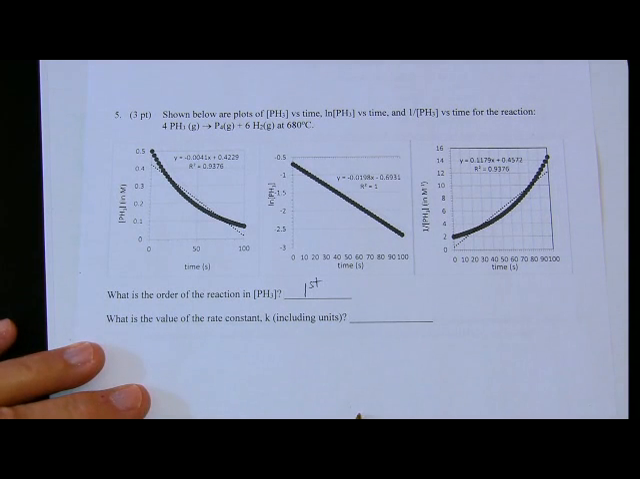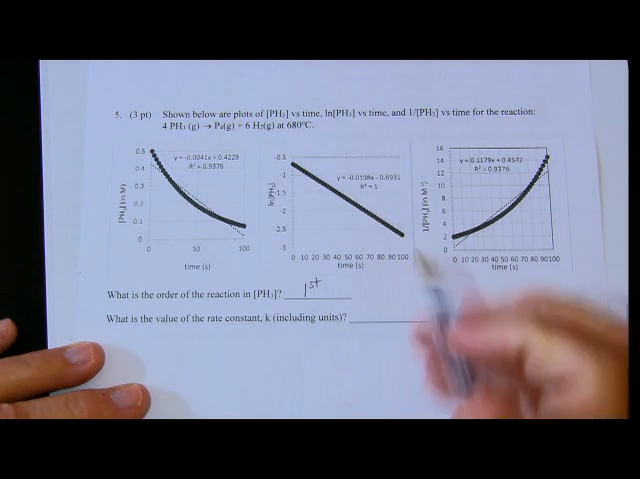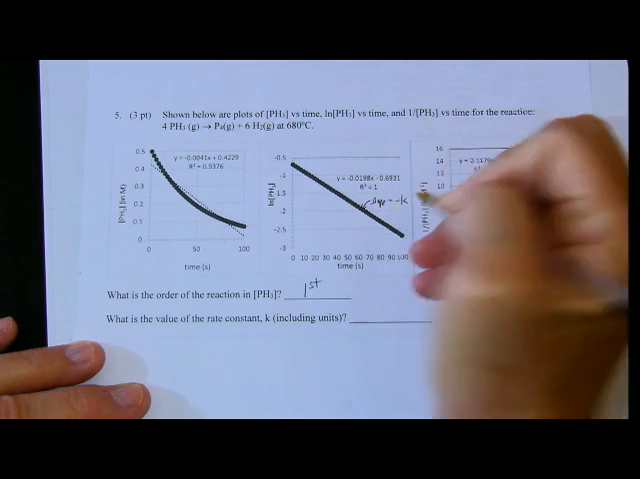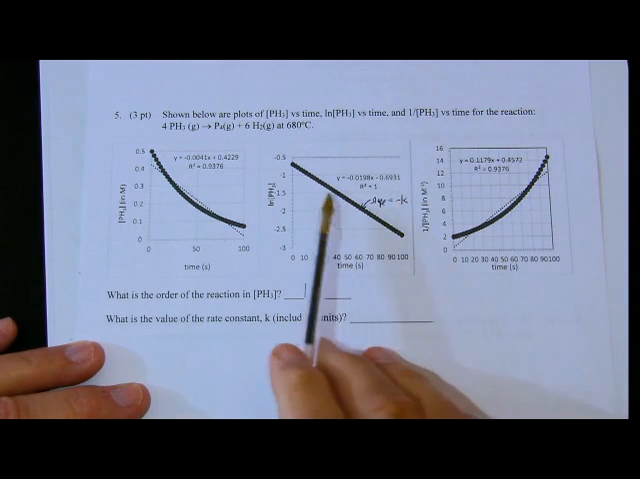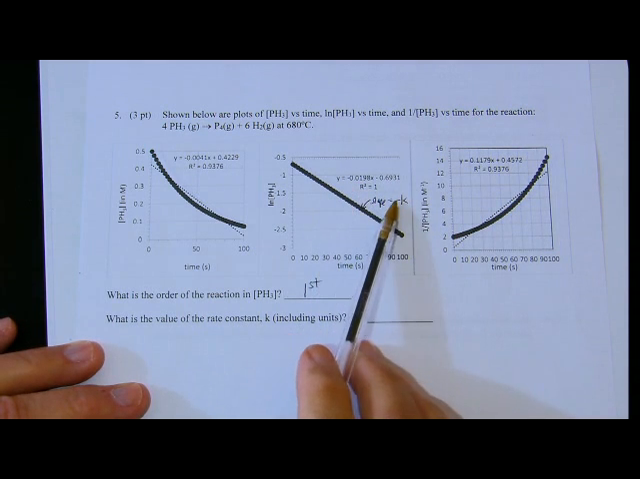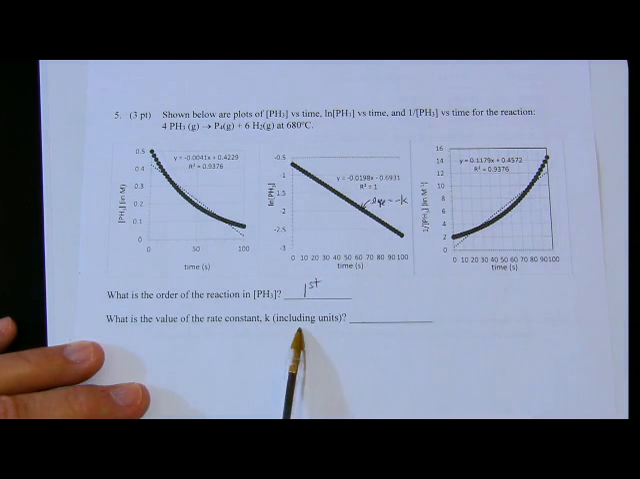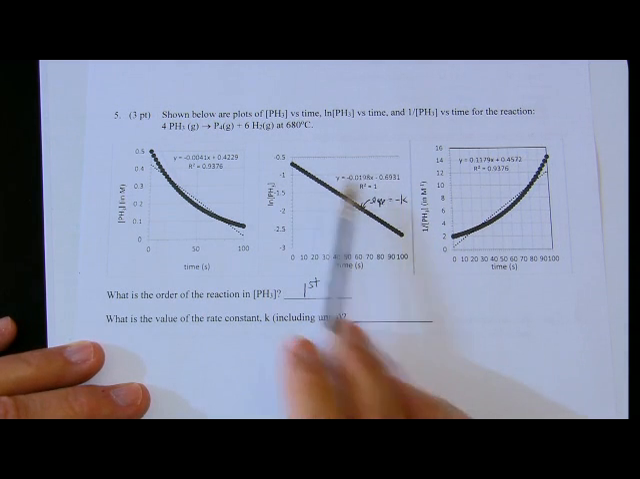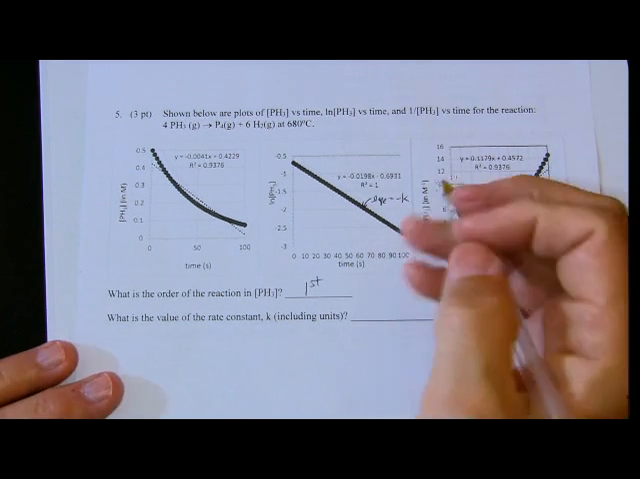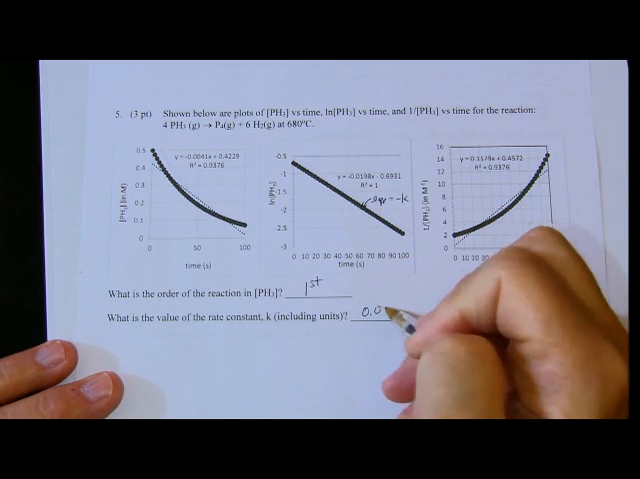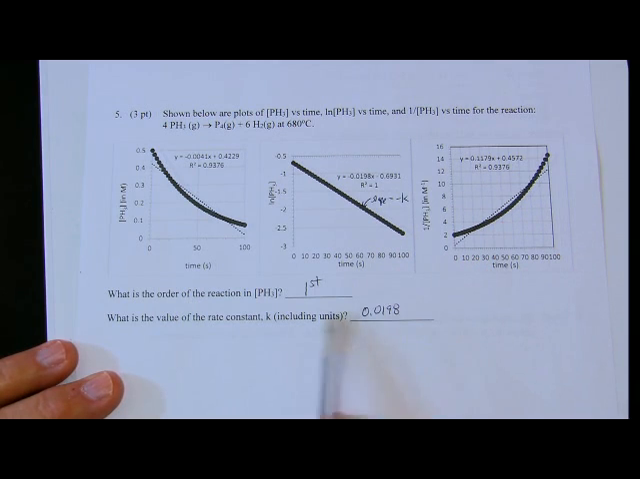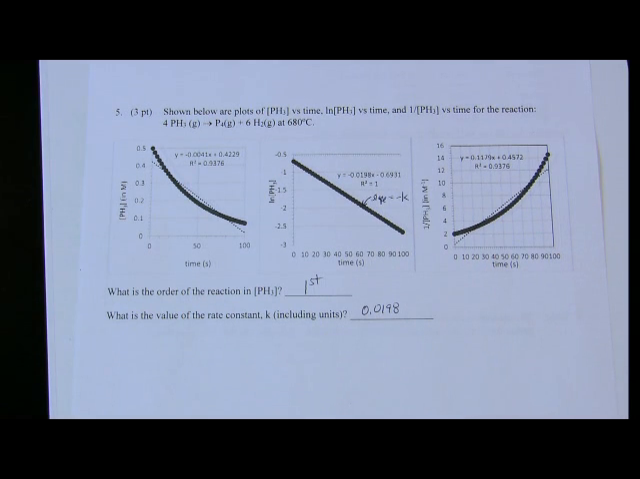Then the slope is equal to minus k. There's the slope, and that negative sign should not be there when you report the rate constant, because the negative of negative gives you a positive number. Rate constants are never negative numbers. A lot of people made that mistake. So it's 0.0198, the value. A lot of people didn't get the right units on this.